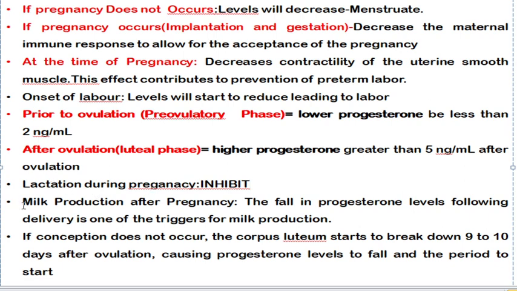Whereas for milk production after pregnancy, once childbirth has happened, the progesterone will start to fall. The fall in progesterone level following delivery is one of the main mechanisms to activate a hormone called prolactin, which will trigger milk production. And also if conception does not occur, the corpus luteum will start to break down after 9 to 10 days of ovulation, which causes the progesterone level to fall and the period to start.